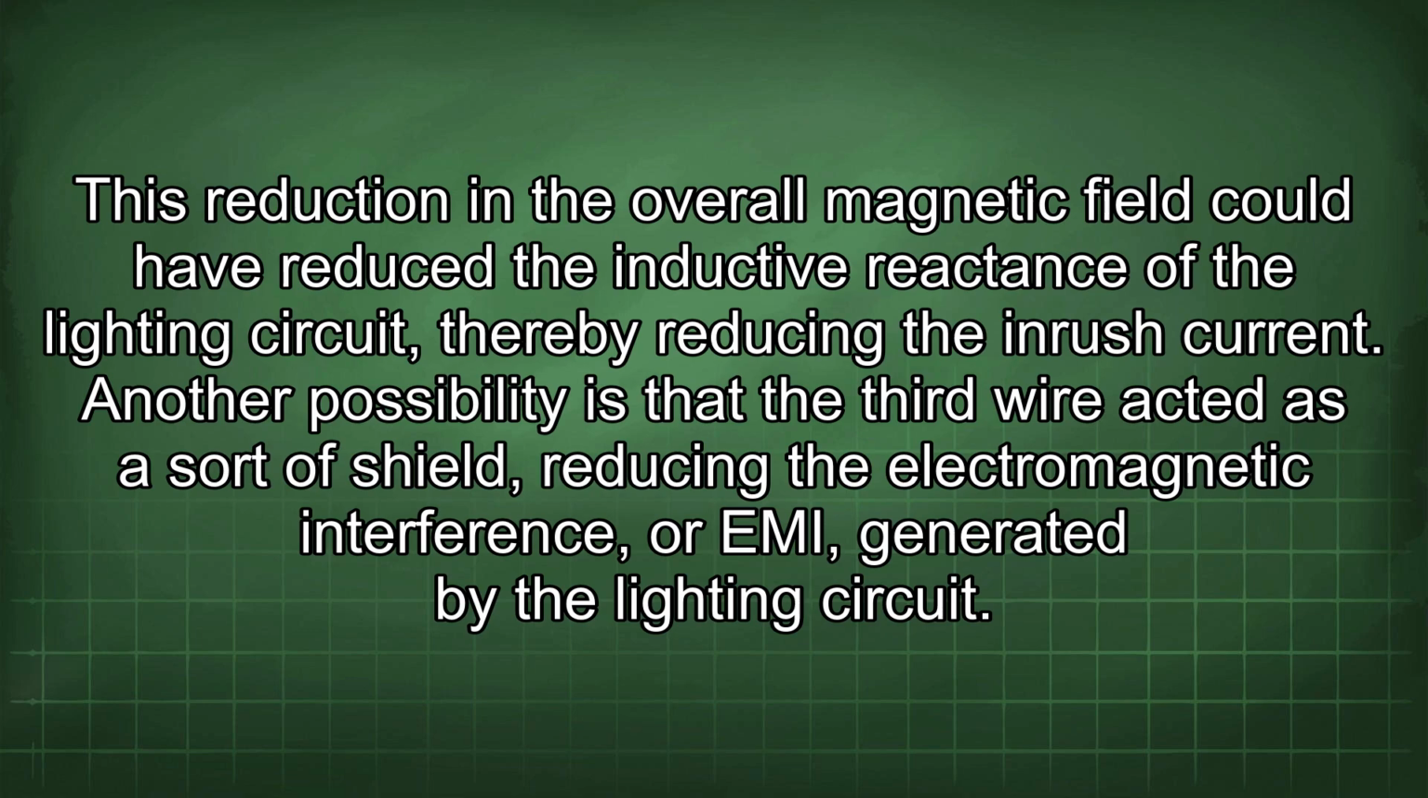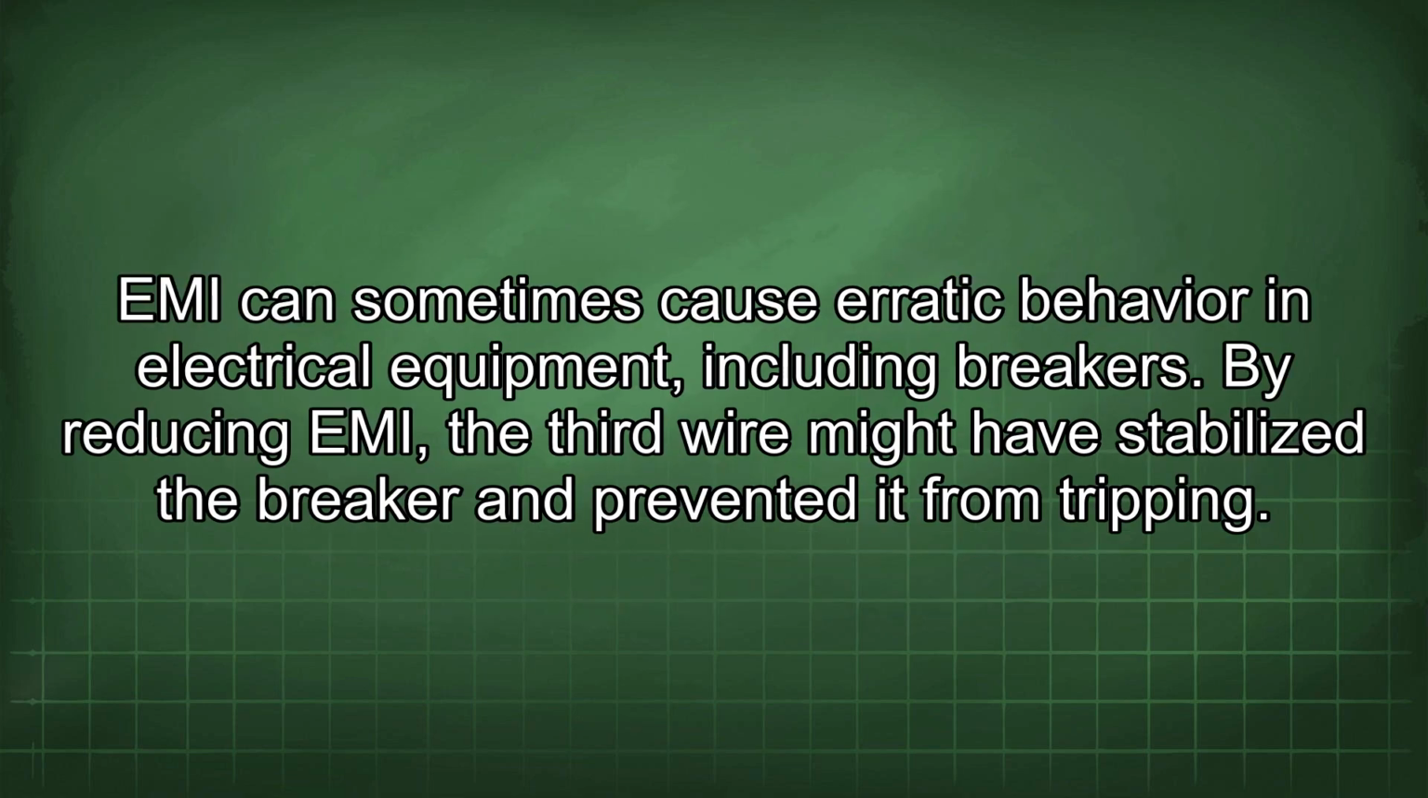Another possibility is that the third wire acted as a sort of shield, reducing the electromagnetic interference, or EMI, generated by the lighting circuit. EMI can sometimes cause erratic behavior in electrical equipment, including breakers. By reducing EMI, the third wire might have stabilized the breaker and prevented it from tripping.